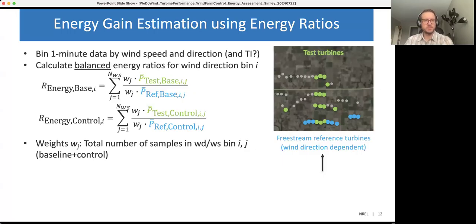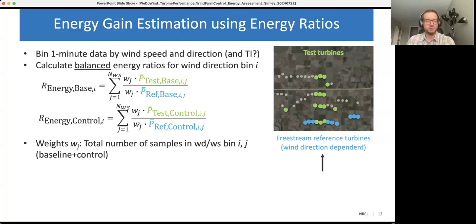So we use a metric called the balanced energy ratio, and we'll calculate an energy ratio during times when we have baseline control, and then also when we have our controlled or wind farm control case. For the energy ratio, first I should say we calculate it for a given wind direction bin. This way we can look at the energy gain versus wind direction.